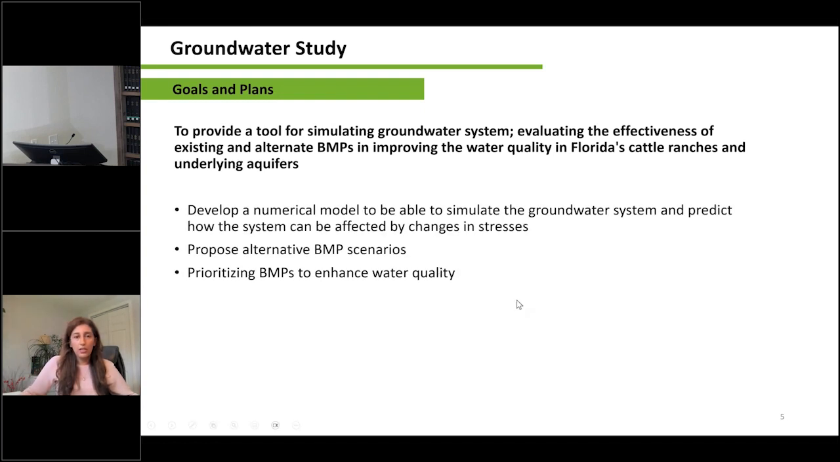So to reach that goal, we can look at different specific goals, like a numerical model, which is one important step to develop that tool that we have talked about in the main goal. We are developing a numerical model which could simulate the groundwater system and predict how the system can be affected by changes that happen during the years. And then proposing alternative scenarios, which we're already working on. And finally, prioritizing the waste management practices to enhance water quality.